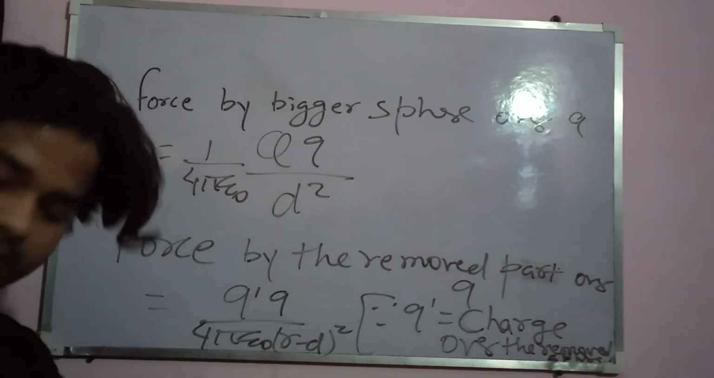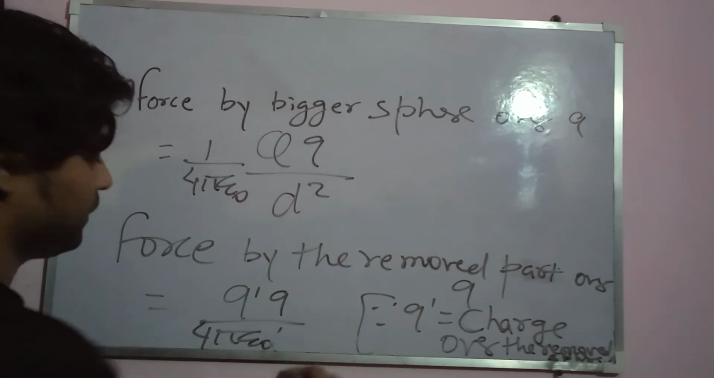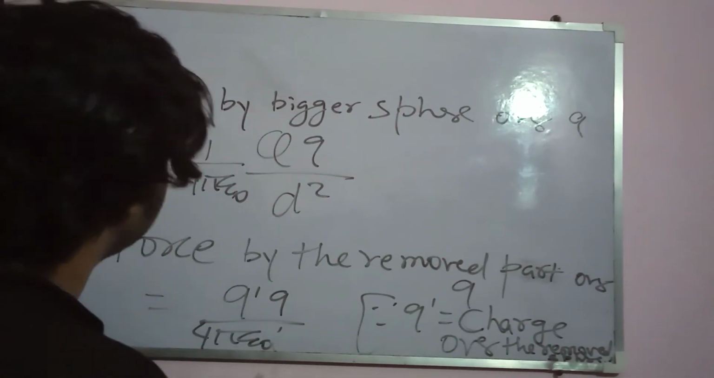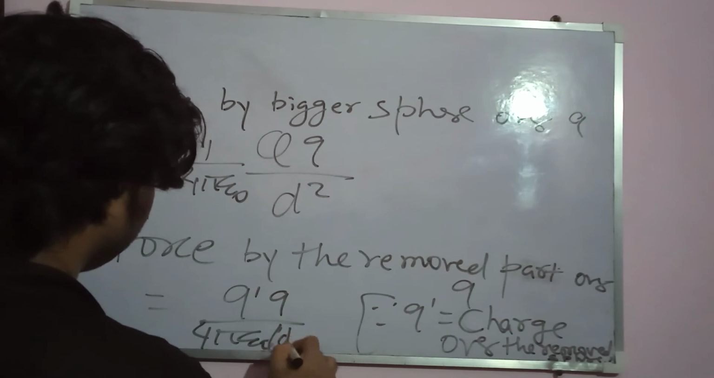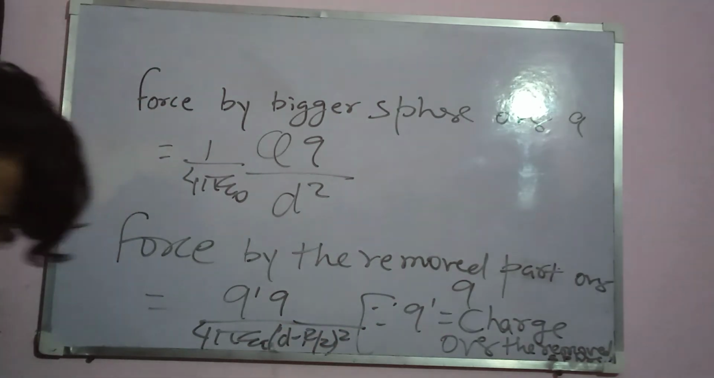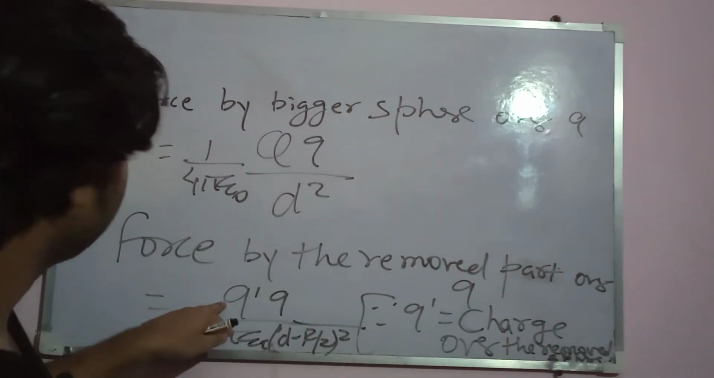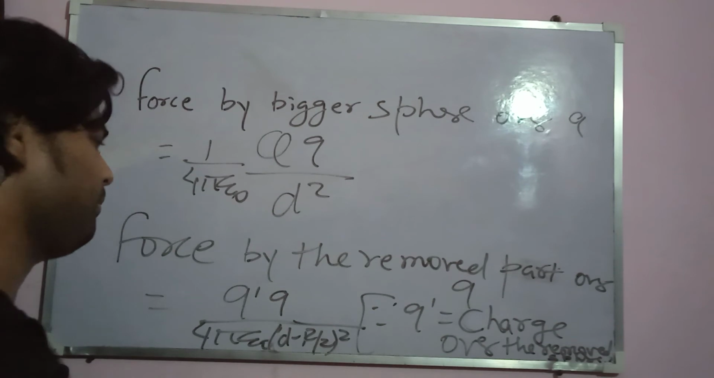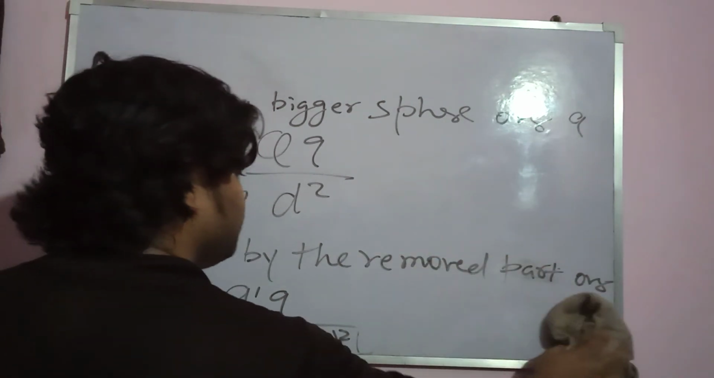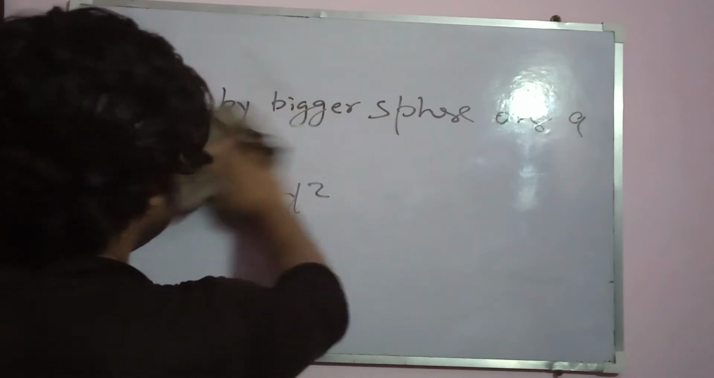Sorry, I have done wrong here. Let's see the figure. The distance will be something like this: d minus r by 2 whole square. Yeah, d minus r by 2 whole square. Now I'll have to find the value of Q dash. And those who have simple geometry here can reduce these things quite easily.